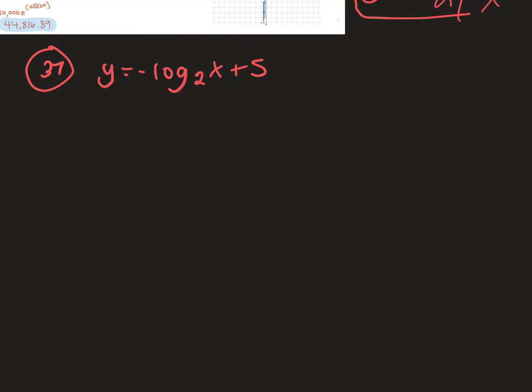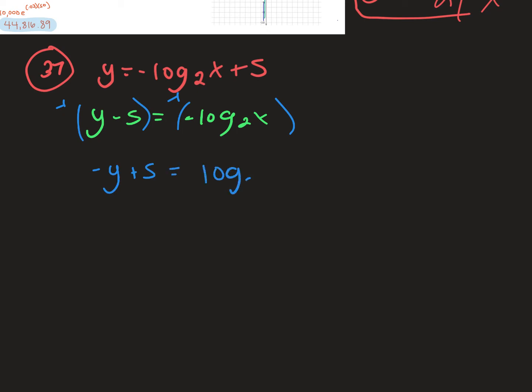All right, so first thing you want to do is move the 5 to the other side. Well, I guess it doesn't have to be the first thing, because the other thing you also have to do is get rid of that negative. So I can multiply or divide by -1, and it would be -y plus 5 equals log base 2 of x. You could have done it up here as well. Just don't forget that that gets applied to the 5.